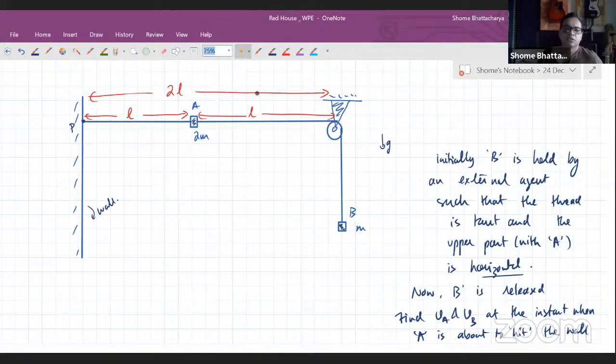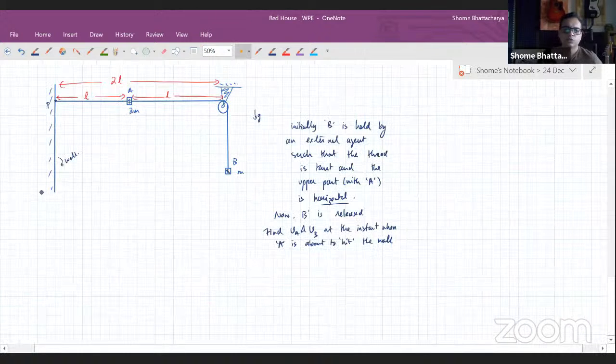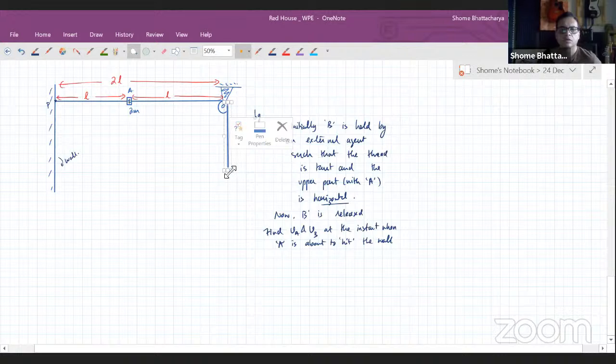So just start working on the geometry aspect of it, how the motion of A will look like, how the motion of B will look like. Imagine that B hasn't hit the pulley yet. Or you can even imagine that this thread is a bit longer. So B is not yet hit the pulley. Or B is in no danger of hitting the pulley before A hits the wall. But B is of mass m and A is of mass 2m.